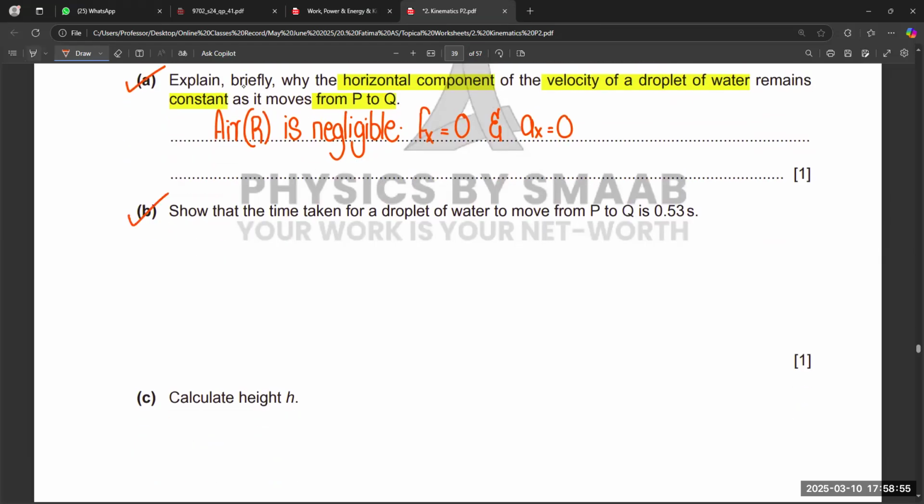And B part: show that the time taken for a droplet of water to move from P to Q is 0.53 seconds. So we need to show that the time duration for a droplet of water to move from P to Q is 0.53 seconds. So we need to prove it. So for 1 mark only.